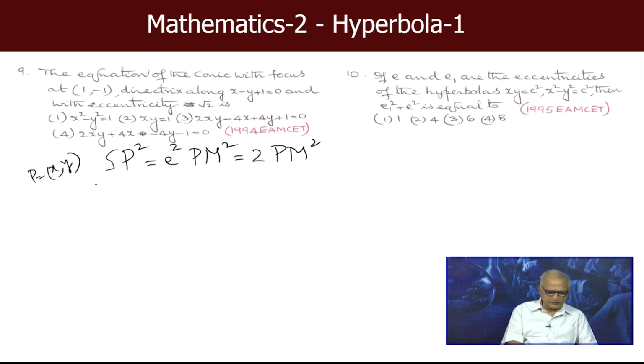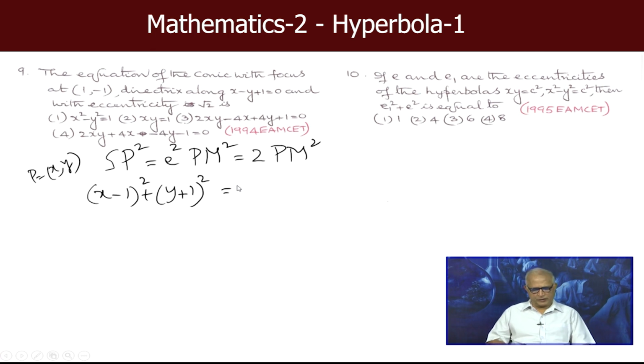So, what is SP square? x minus 1 whole square plus y plus 1 whole square, equal to 2 into PM square. PM by the distance formula, the perpendicular distance of (x, y) from the directrix x minus y plus 1 equal to 0, is x minus y plus 1 by square root 2, whole square, so x minus y plus 1 whole square by 2, into 2, giving x minus y plus 1 whole square.